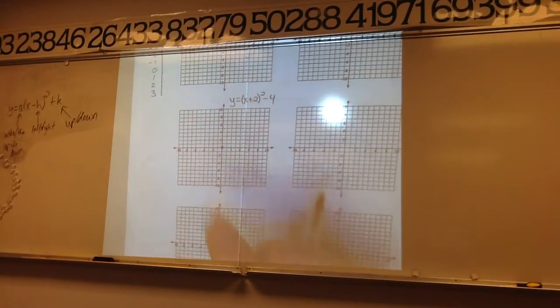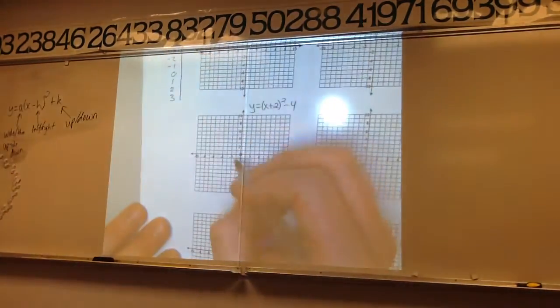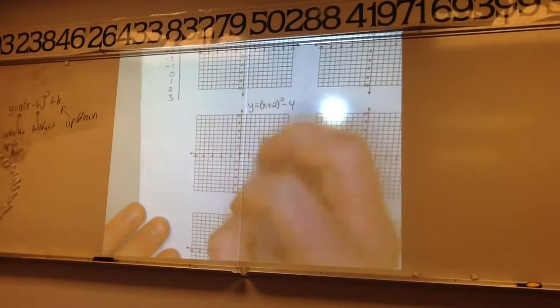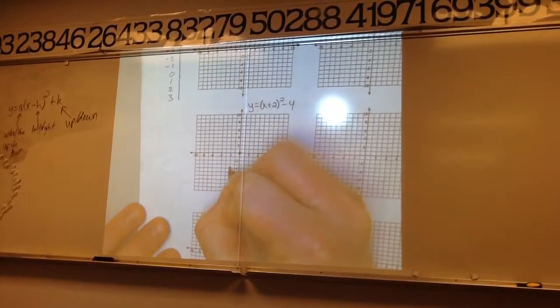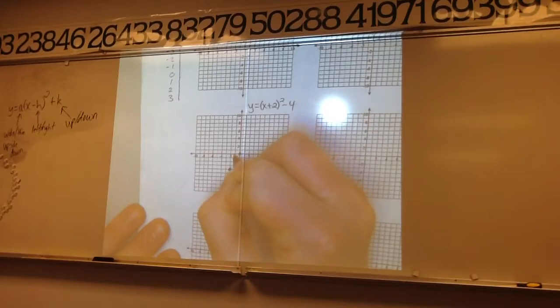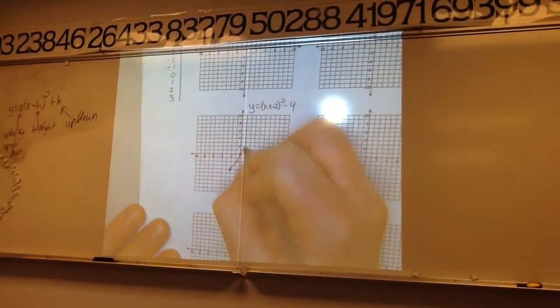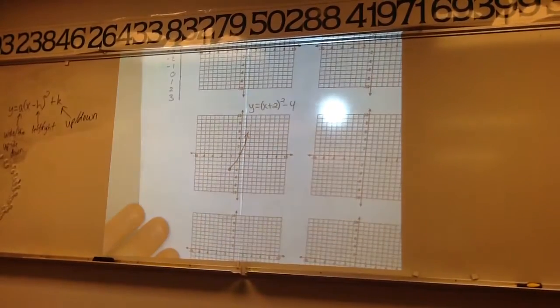Now, do you want to know why it goes to the left? Kinda. So the vertex on this, let's just tell you, it'd be left 2, down 4. It's going to go right, wouldn't it? Plus goes left, minus goes right. So it's going to look like that.